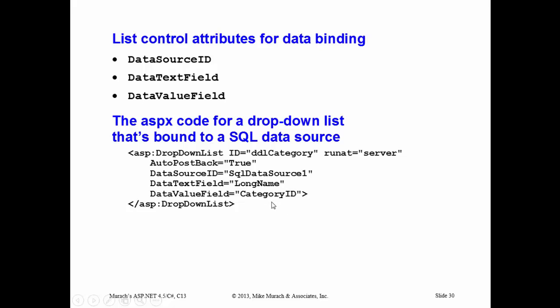And this is what it looks like in code. The data text field is what's being displayed. The data value field is what is being stored. You can have auto post back. So when someone selects a different value from the drop-down list, it'll submit the page back and get additional data.